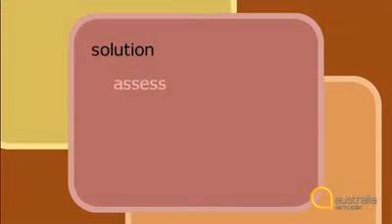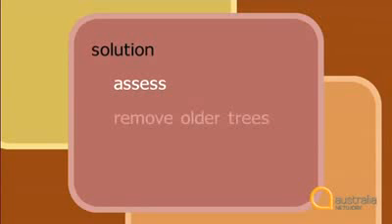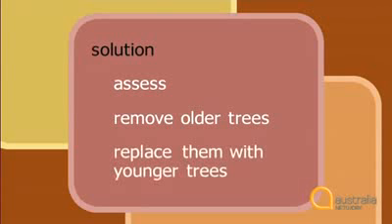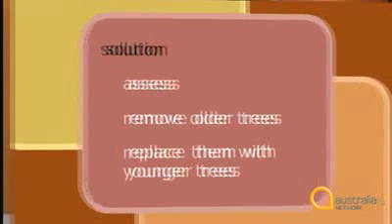John's solution is to assess the trees and then remove older trees and replace them with younger trees. The argument is further developed by another tree expert, Ian Shears, who works for the City of Melbourne.